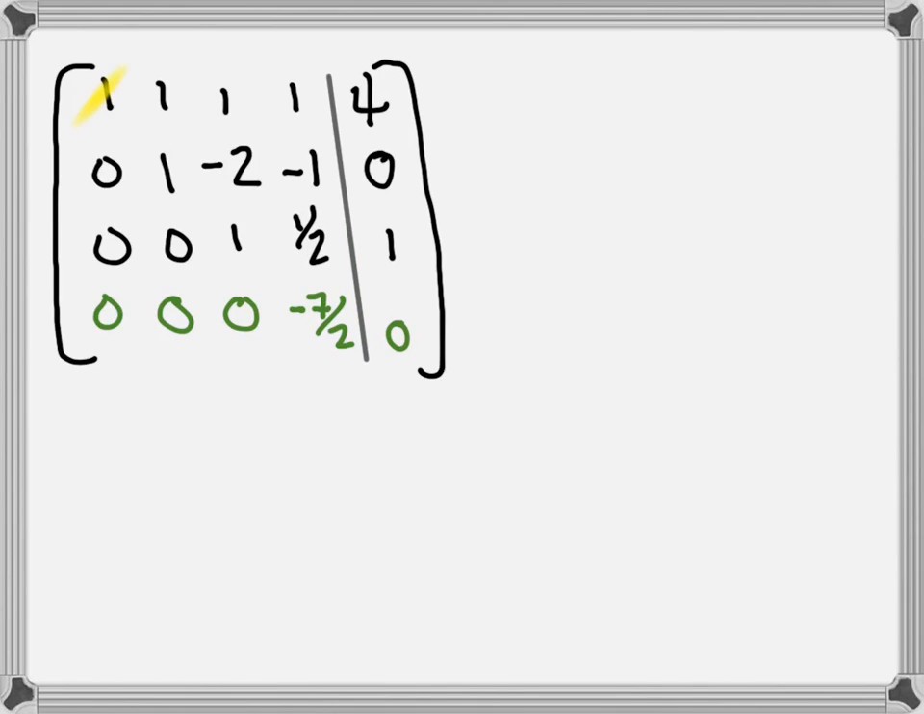We can see we have our 1 in the second row, second column, and 0 is below it. Our 1 in the third row, third column, and our 0 below it. So our last goal is to turn this negative 7/2 into a 1. We will do that by multiplying that entire row 4 by the reciprocal of negative 7/2, which is negative 2/7. So our row 4 will equal negative 2/7 times our old row 4.